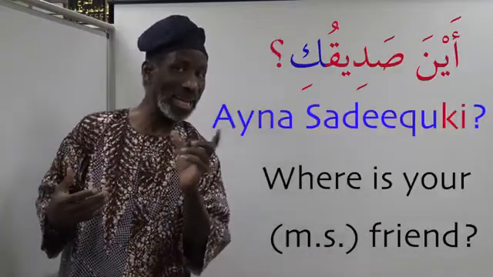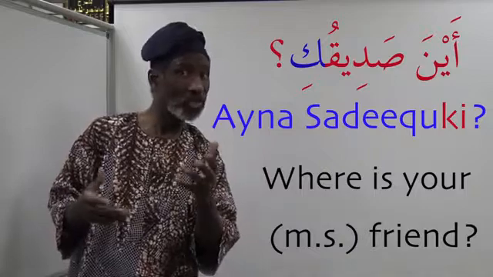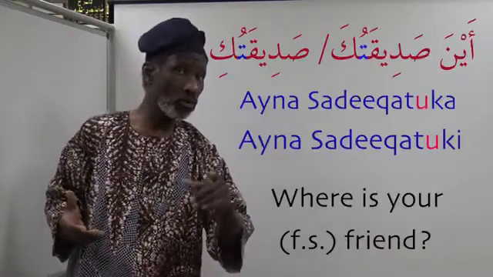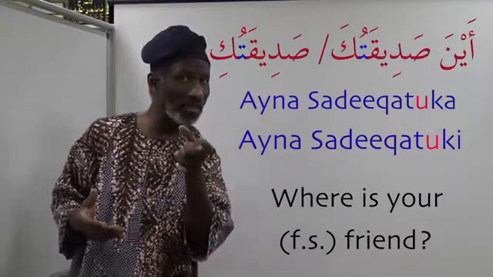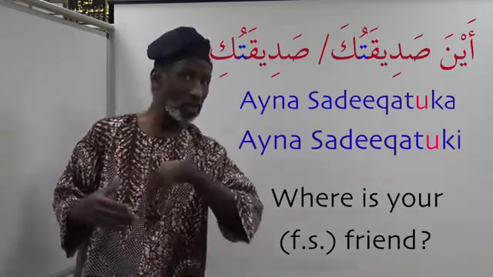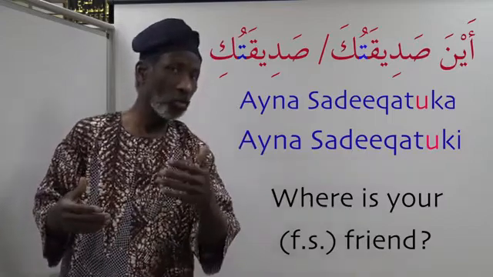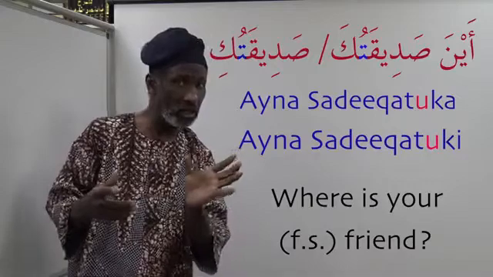Now, if I'm speaking to you and you are a woman, I would say أين صديقك? Where is your friend? Now, what about if I want to ask about a female friend? I would say أين صديقات? So not صديق, صديقات. I'm adding the ta marbuta at the end. But in this case, we're going to open it up. أين صديقاتك? Where is your female friend? That ki means I'm speaking to a woman.